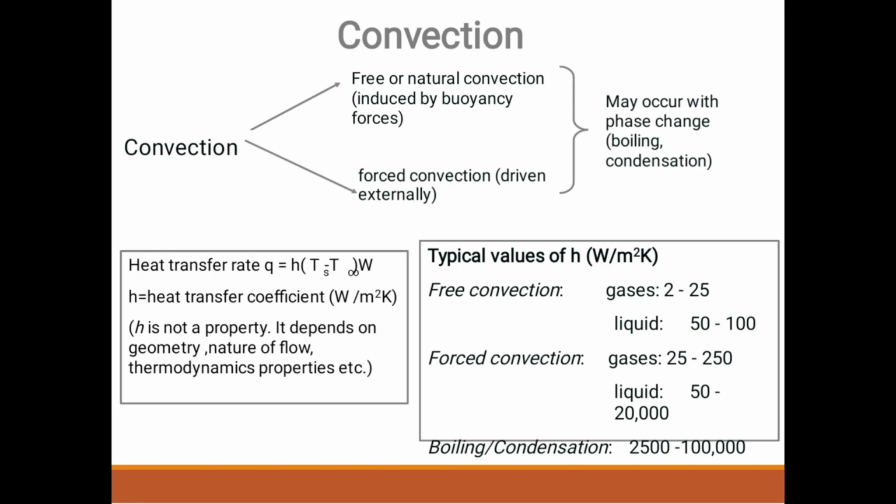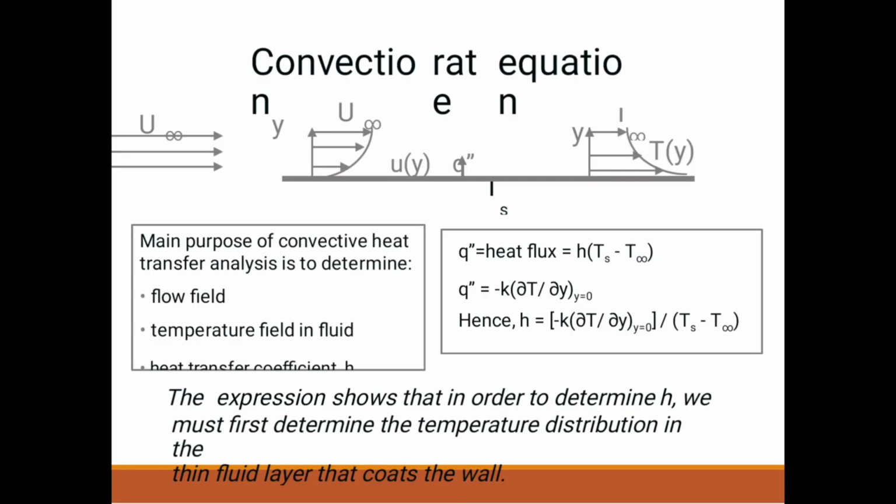The heat transfer rate Q is equal to h into Ts minus T infinity, where h is the heat transfer coefficient. This is the convection rate equation. The expression shows that in order to determine h, we must first determine the temperature distribution in the thin fluid layer that coats the wall.